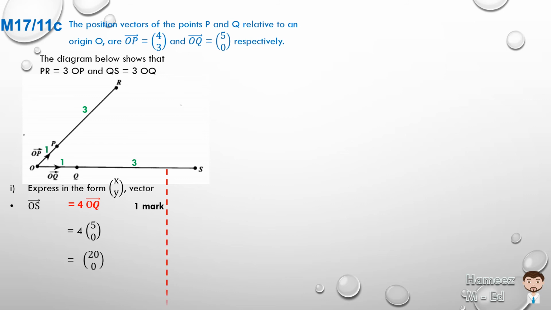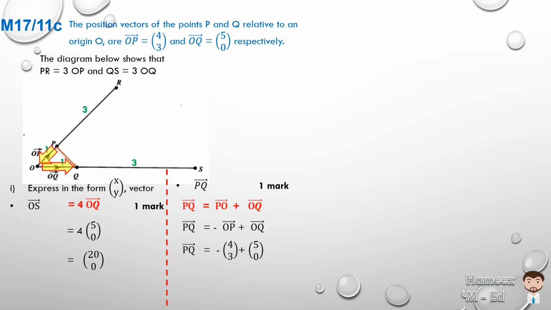Let's go to the next part. Find PQ. Well, if we want to go from P to Q, we can pass from P to O and then O to Q. And PO is minus OP plus OQ. So if we substitute there, minus (4, 3), which was given above, plus (5, 0). Calculating the x values, minus 4 plus 5 is 1. And minus 3 plus 0 is minus 3.